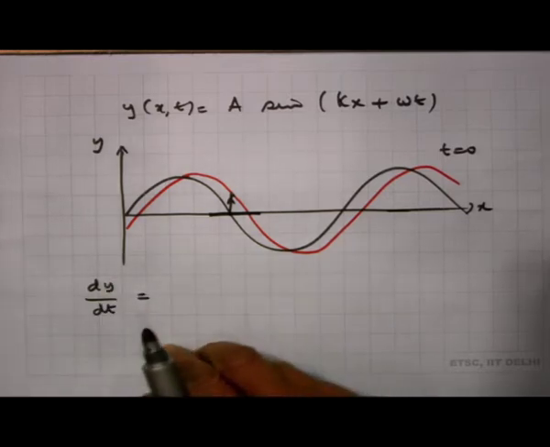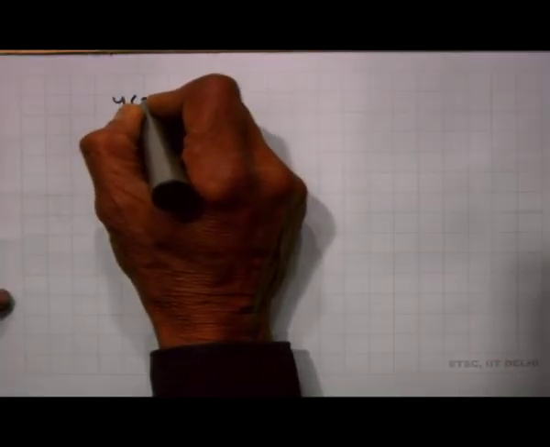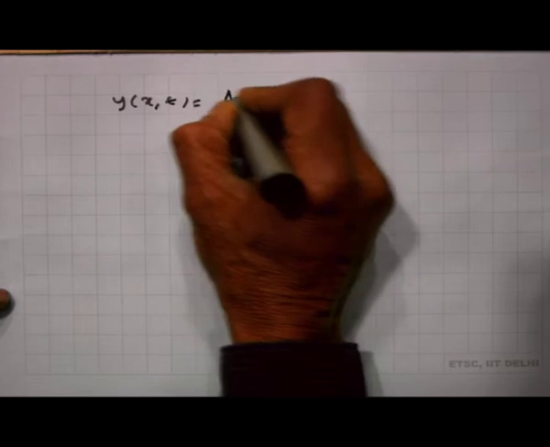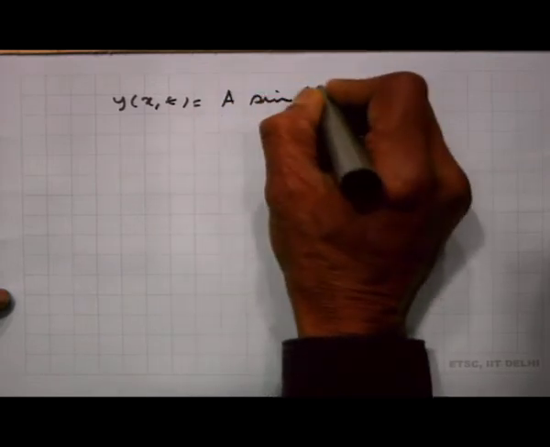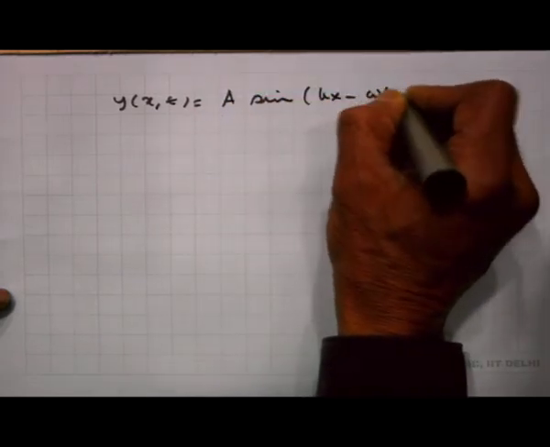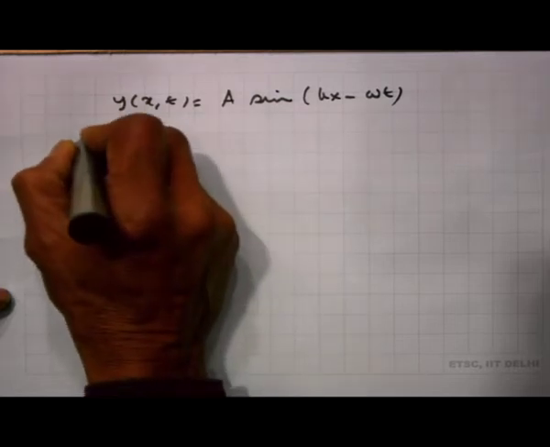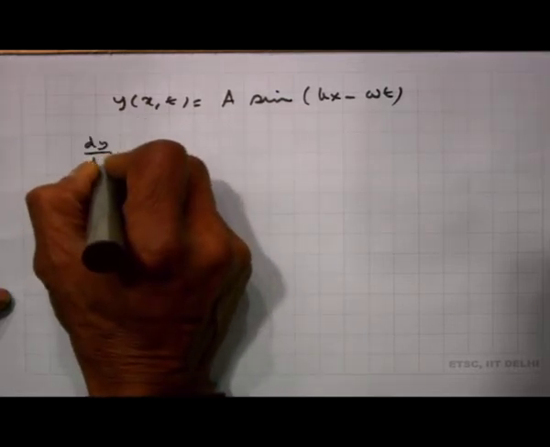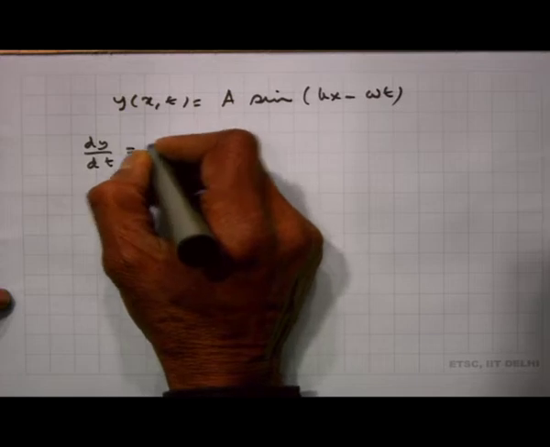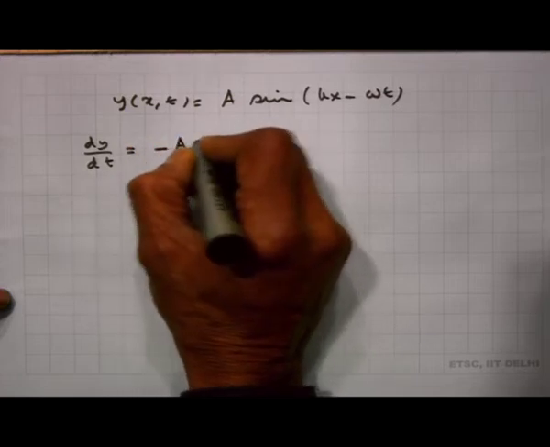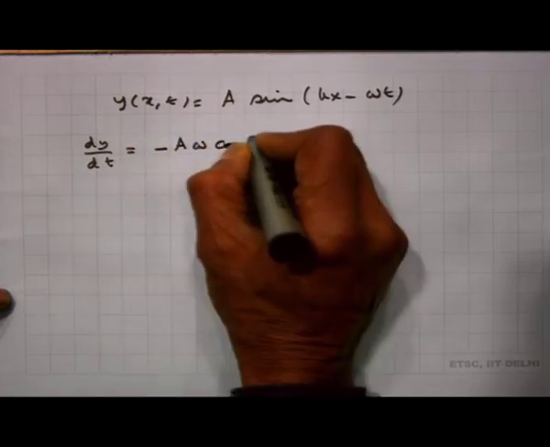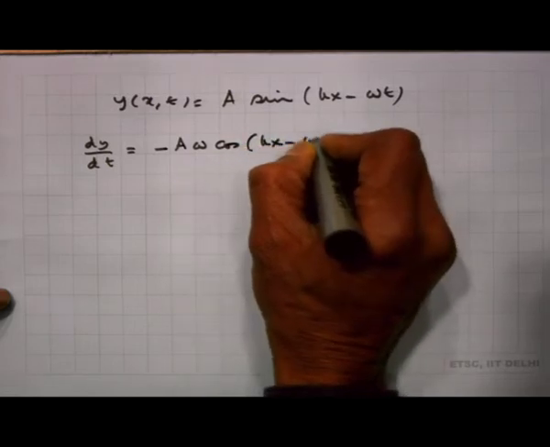So, let me draw this in a separate slide here. Let me take a wave in the plus x direction, y of x, t equal to a sine of k x minus omega t. If you calculate the velocity of the string, it is given by dy by dt, which is minus a omega cos of k x minus omega t.